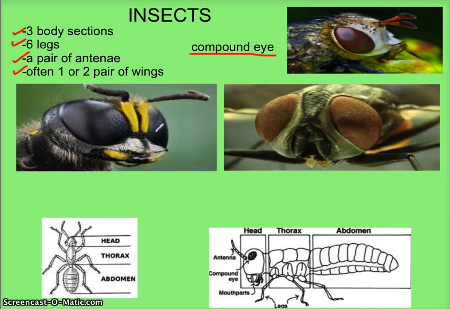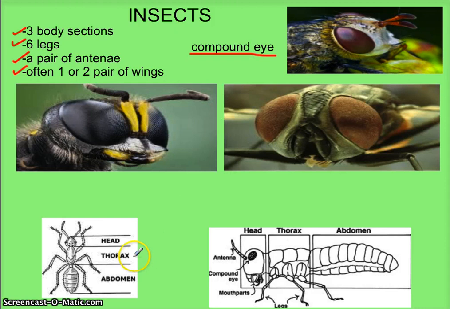Now, what that does, it's still a very simple eye. It does not distinguish color very well. It's usually just lightness or darkness. But the advantage of having the compound eye is that it's good at distinguishing movement. With all these lenses, it's just very hard to have any movement around the insect without the insect perceiving it. So that's kind of the advantage of these compound eyes.